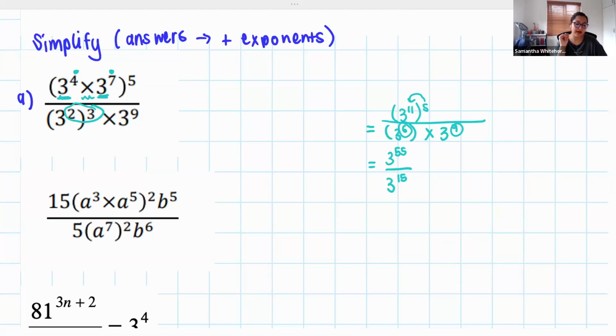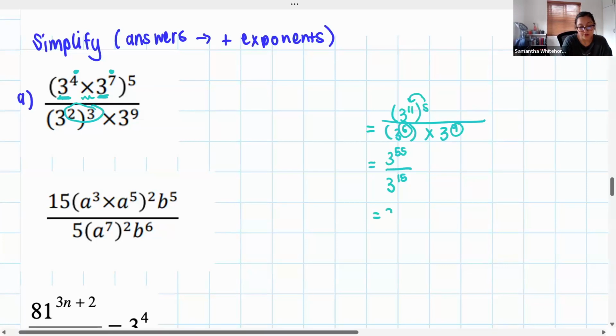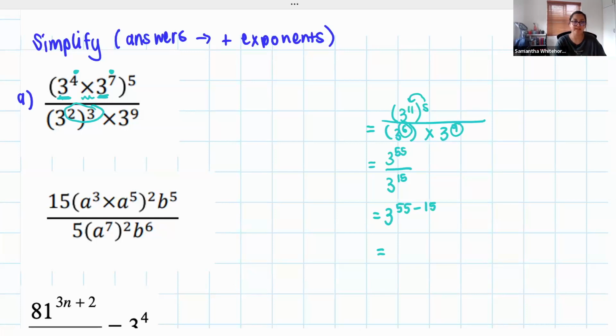Now, Sinyani told us earlier how we deal with division. If we've got the same bases and we are dividing, what we do is we subtract our exponents. So what we're going to have here is 3 to the power 55 minus 15. And that will allow us to simplify to a single base. So 55 minus 15 gives us 40. If you don't believe me, obviously just use a calculator. That's absolutely fine. There's nothing wrong with that. So 55 minus 15 gives us an exponent of 40. And so what we have here is 3 to the power 40.